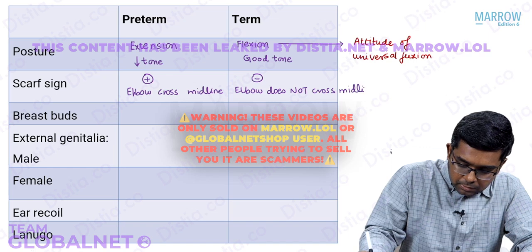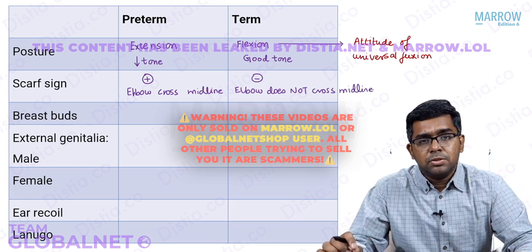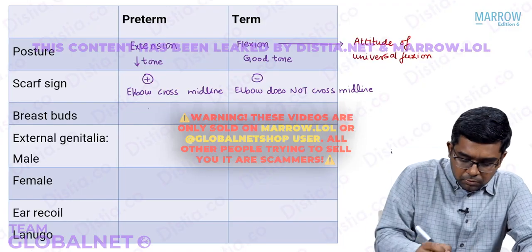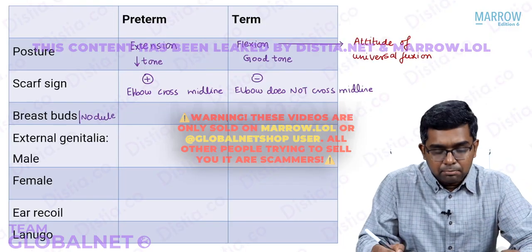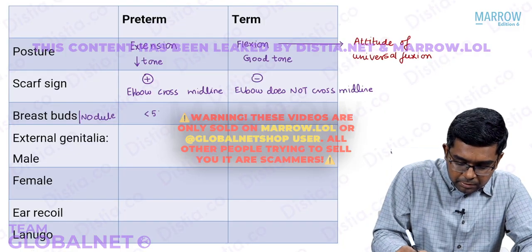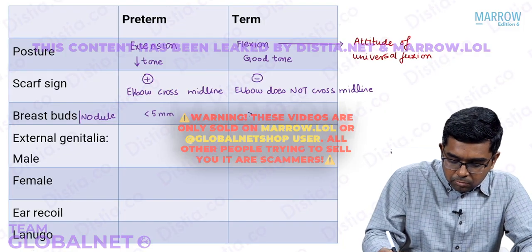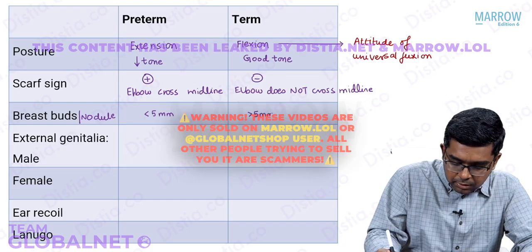Okay, third one with regards to the prominence of the breast bud, or what we also call the breast nodule. We define it by some numbers. When it is less than 5 millimeter in size, it's a feature of preterm. More than 5 millimeter is a feature of term babies.